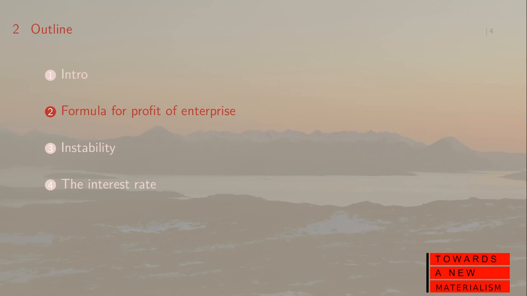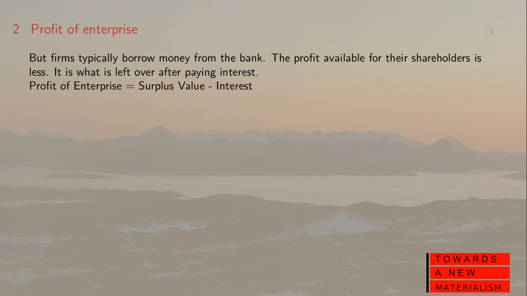Now look at profit of enterprise. Firms typically borrow money from banks, and the profit available for their shareholders is less than the gross rate of profit. It's what's left over after paying interest. And Marx defines profit of enterprise as surplus value minus interest.